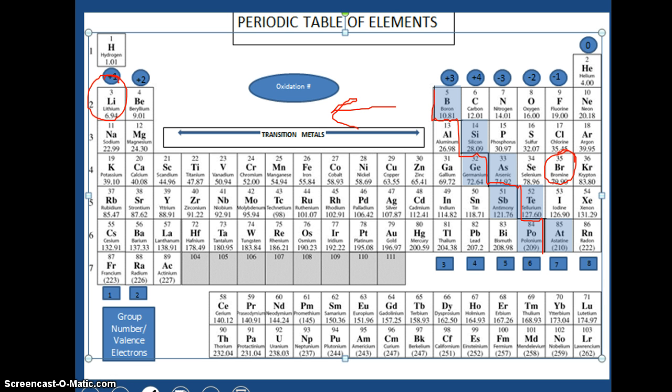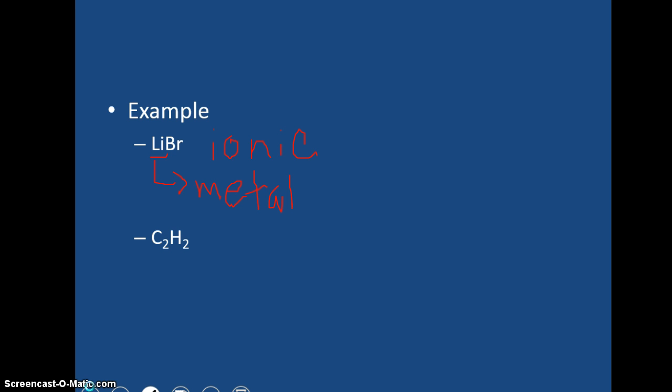Now, the next one was carbon and hydrogen. So we have carbon. Carbon is a nonmetal. Hydrogen, though it's to the left, hydrogen is also a nonmetal. So since these are both nonmetals, this one is covalent.